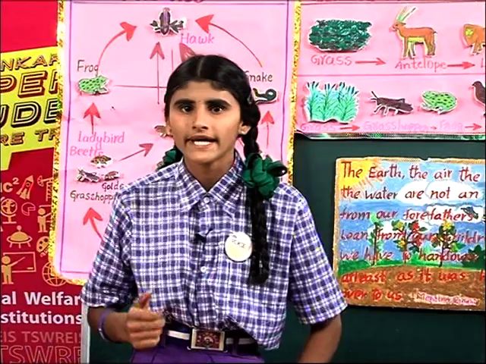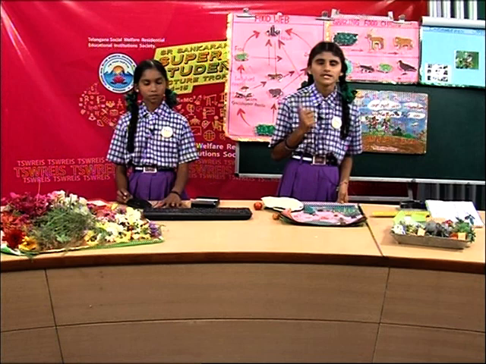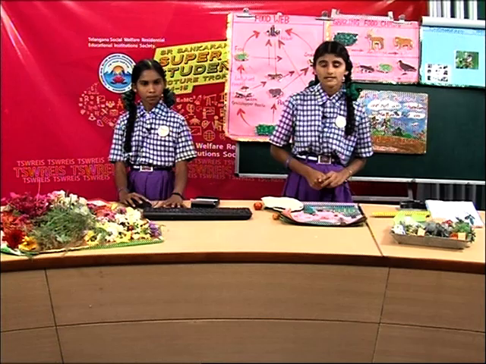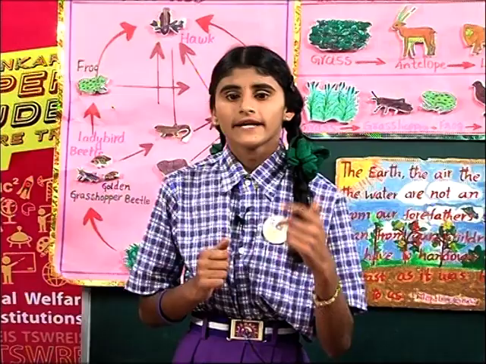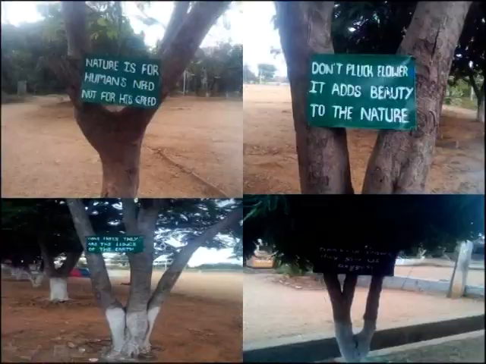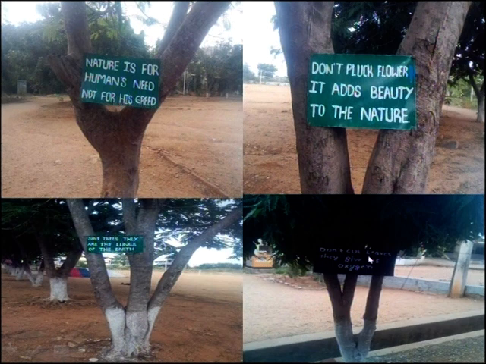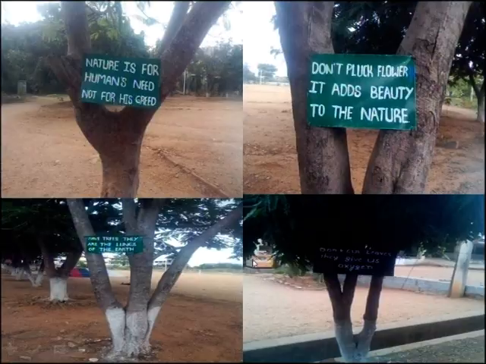And Praveena, by displaying some biodiversity conservation slogans, I bring awareness among our Spheros and our school friends. Like, nature is for human's need, not for his greed. Don't pluck flowers, it adds beauty to the nature. And don't cut leaves, they give us oxygen. And save trees, save the lungs of the earth.